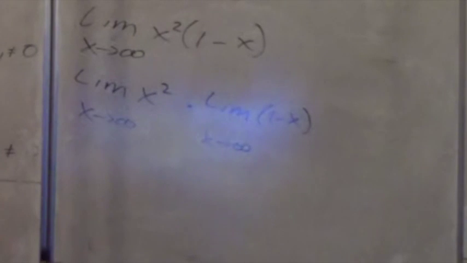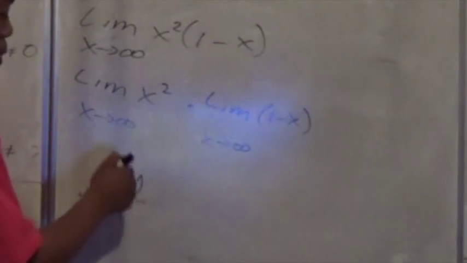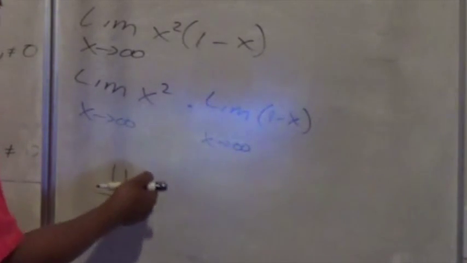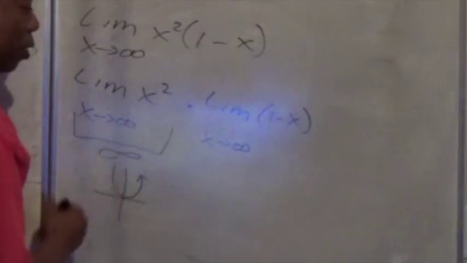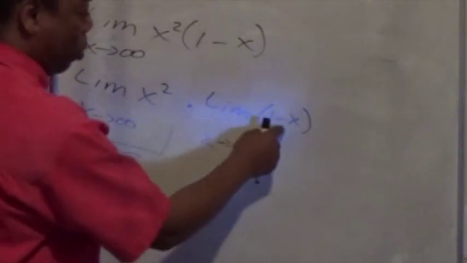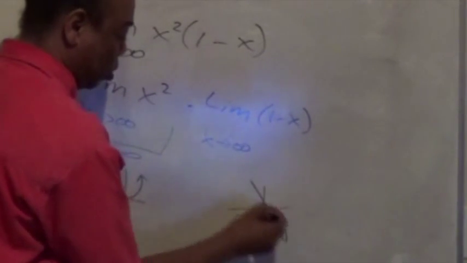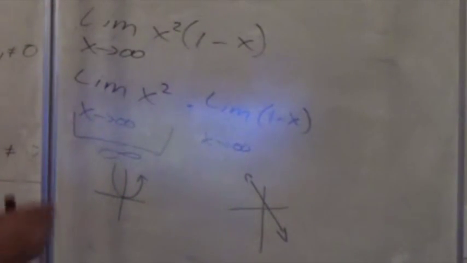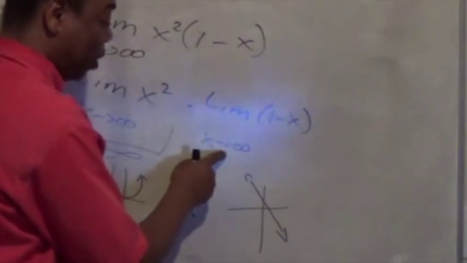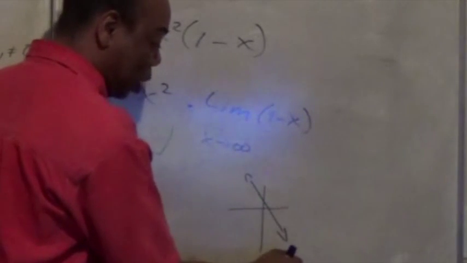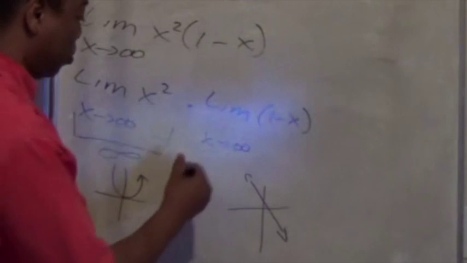Okay, now let's take a look at this. This function is a parabola. And as I approach to the right, it's going to keep going to positive infinity. So this guy right here is positive infinity. Now, 1 minus x, that graph looks like this. There. Negative slope, y-intercept of 1. And as I go to positive infinity, I go to the right, it keeps going down, so it's going to be negative infinity.